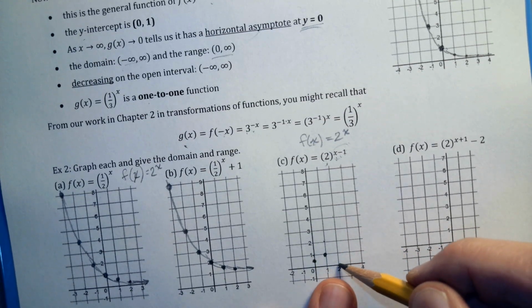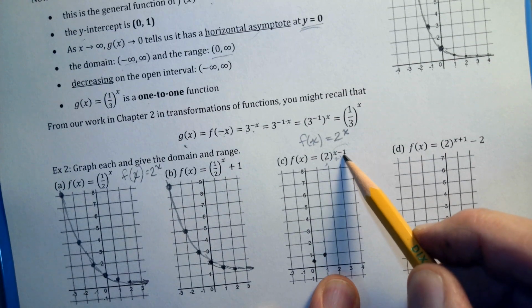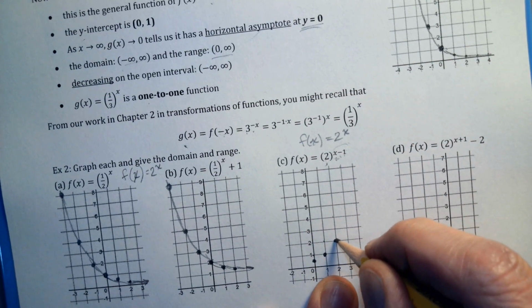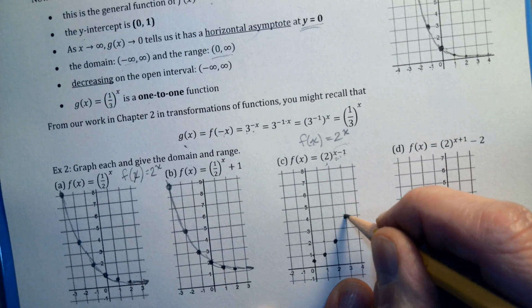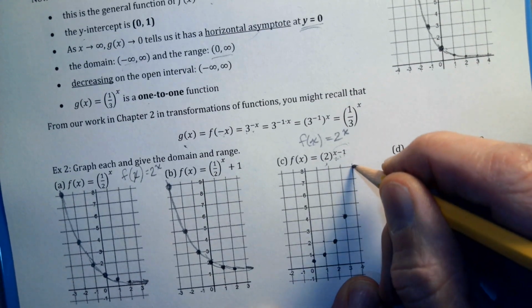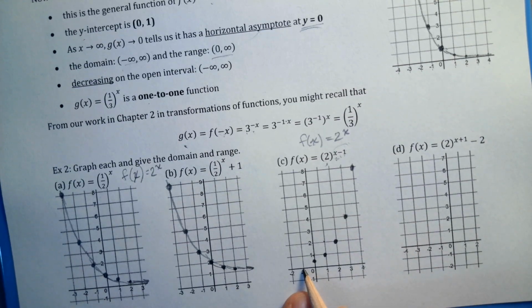All right, and then if I put a 2 in, that's going to be 2 minus 1, so that's just going to give me a 2. 3 is going to give me a 4. 4 is going to give me an 8. All right, and then we can go over here and put a negative 1 in. If I put a negative 1 in, that's 2 to the negative 2, so that's a 4th.